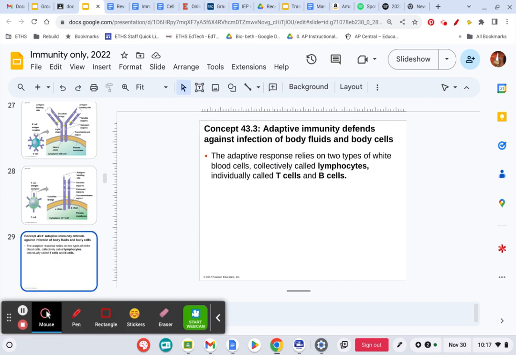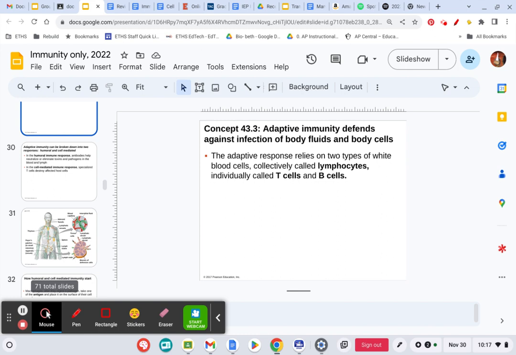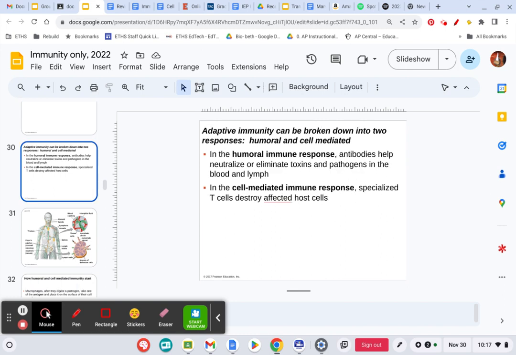So this, I don't know why, but this is exactly the same slide as we saw at the beginning of the discussion today. Again, just T cells, B cells, those are white blood cells. They're collectively called lymphocytes. But now let's talk about them in a little more detail.